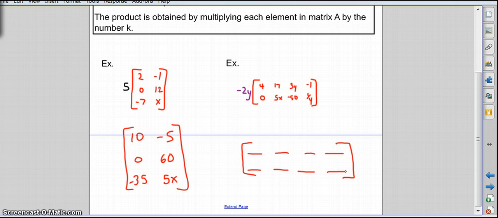So take a minute, put me on pause, and fill in the blanks. I want to make sure I give you enough time. Don't want to jump right to it. So I'll fill in the blanks right now.